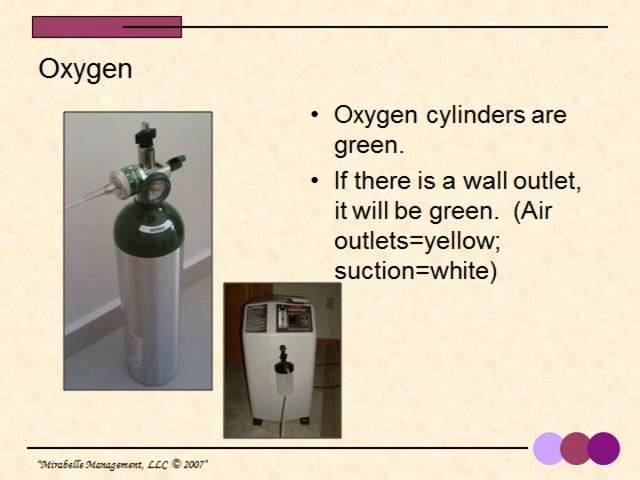This is a picture of an oxygen canister and an oxygen concentrator. Some part of the canister or concentrator will be green. The green designates oxygen use. If you're in a facility like a nursing home or a hospital, there's often a wall outlet to plug this concentrator into, and that plug will be green. And just as a point of reference, air outlets in such a facility will be yellow and suctioning outlets will be white, but green is identified with oxygen.